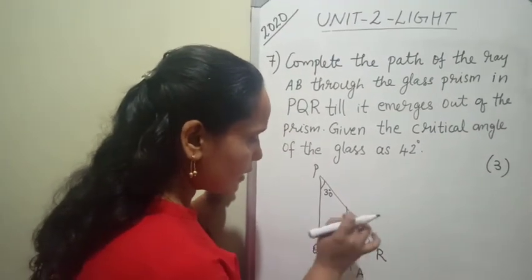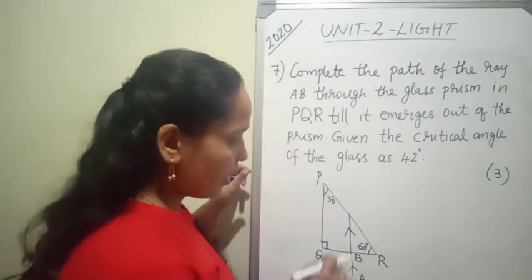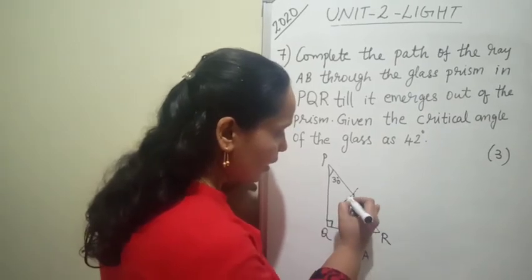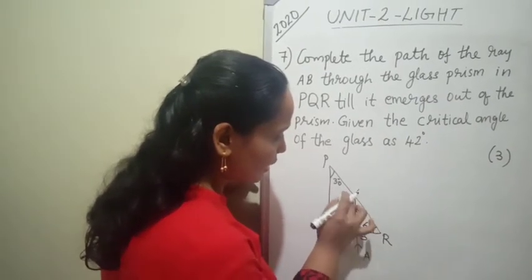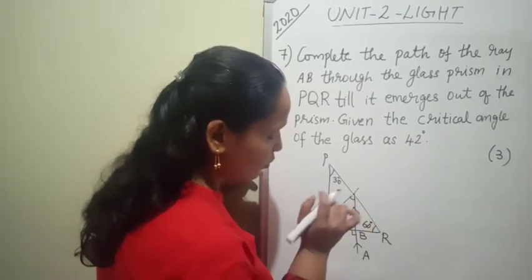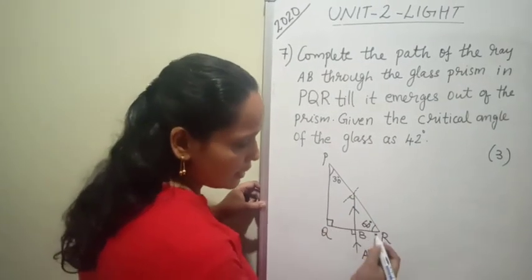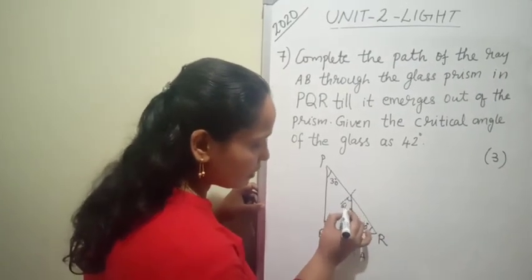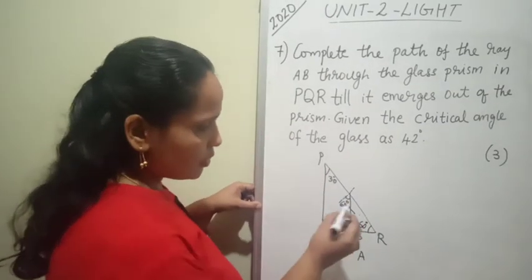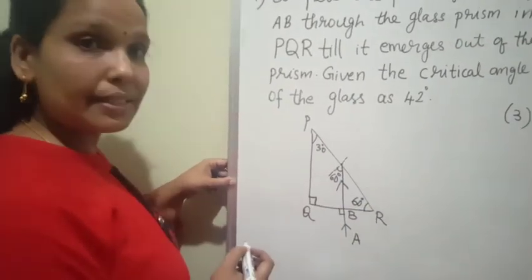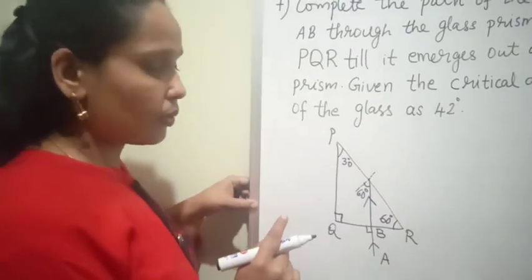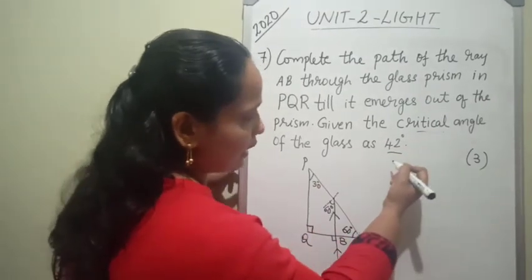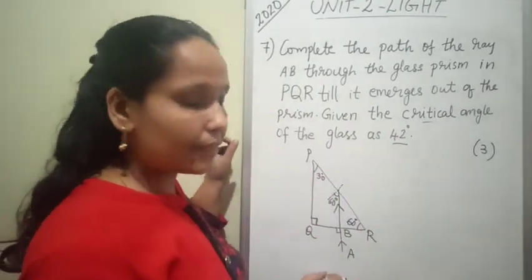Now what happens? It strikes at this surface. Okay. At this surface, what will be the angle of incidence? We have to draw the normal here and find this angle. Which angle? Angle of incidence we have to find. Okay. So since this angle here is 60 degree, we know that this angle also going to be 60 degree. Okay. So this angle is 60 degree. Angle of incidence is 60 degree. Okay. Now we have to check with the critical angle, because critical angle is 42. We know critical angle is 42.